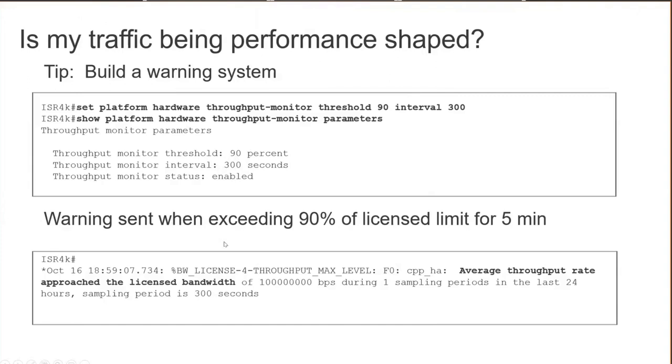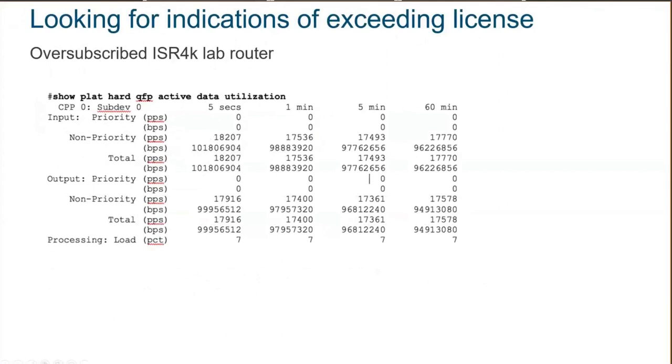If it's more than 300 seconds, then it will log a message like this saying average throughput rate approached the licensed bandwidth. So here we have 100 Mbps of bandwidth, and we had traffic of more than 90 Mbps for the last 300 seconds. So it will log a message saying we have approached the bandwidth limit. If possible, the traffic can be reduced. If not, the throughput can be increased with a license. So we can use this log to say when we are actually crossing the throughput limitation. But with the command as well, we can check this.